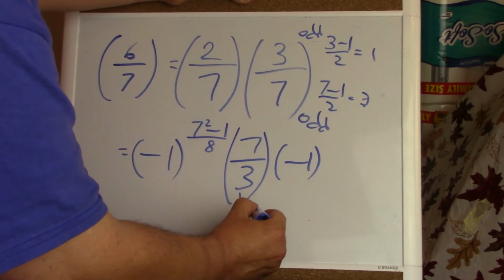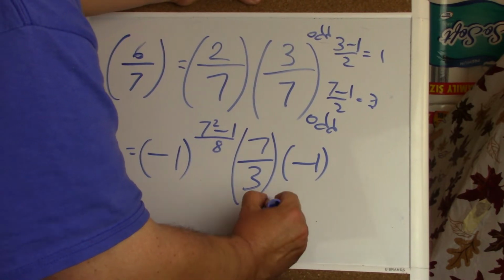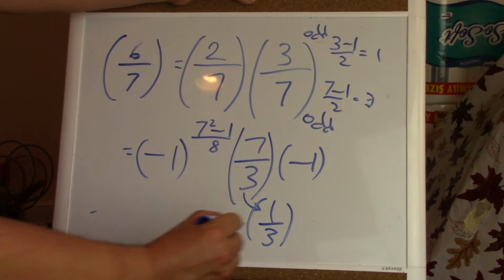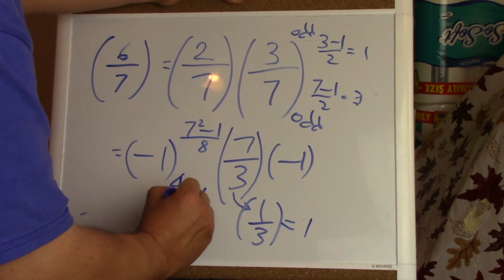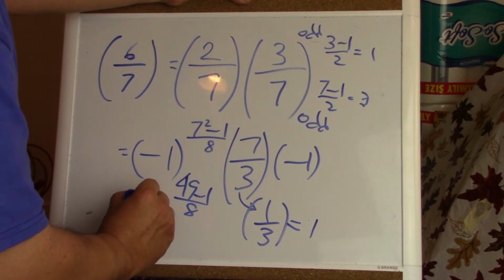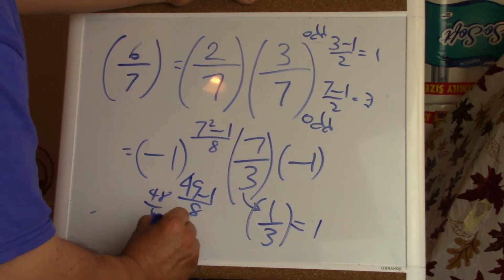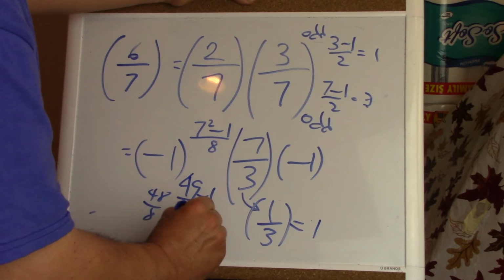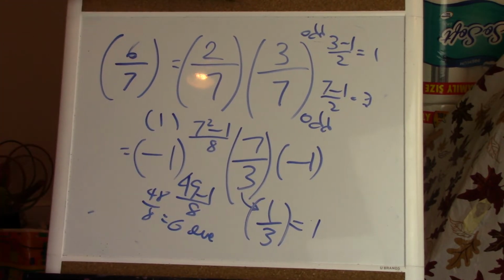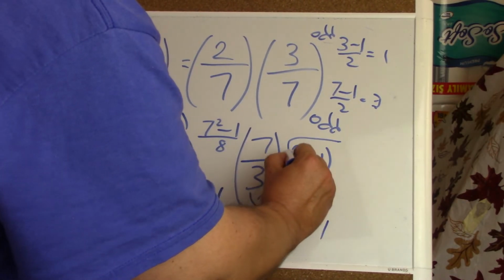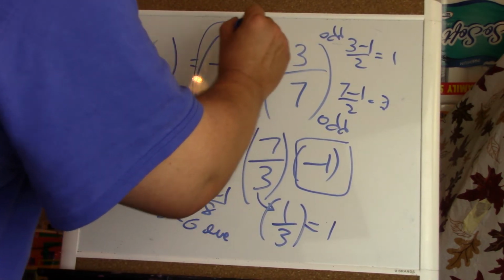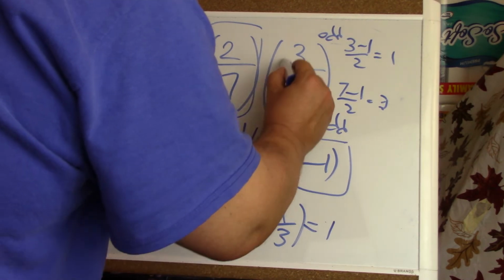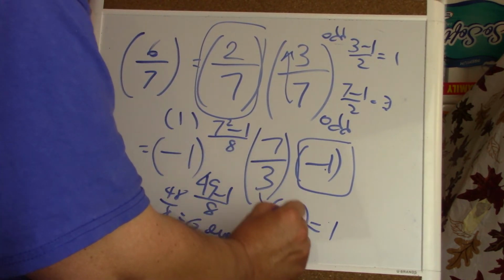Now, 7 mod 3 is just 1 over 3, right? And that becomes 1. And this is 49 minus 1 over 8, which is 48 divided by 8, which is 6, which is even. So this is also 1. So all we are left with is minus 1. So this is 1. And then when we flip this, we get a minus 1 and a 1.